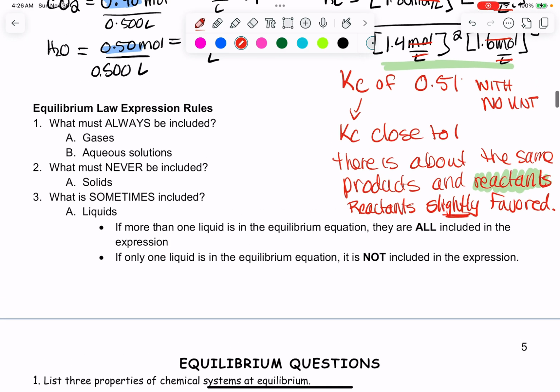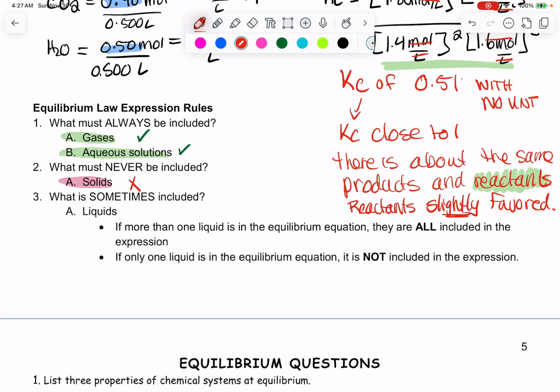So to recap, equilibrium law rules. What do you always include? You always include gases, and you always include aqueous solutions. What do you never include? You never include solids. So it's a green light for this, it's a red light for this.